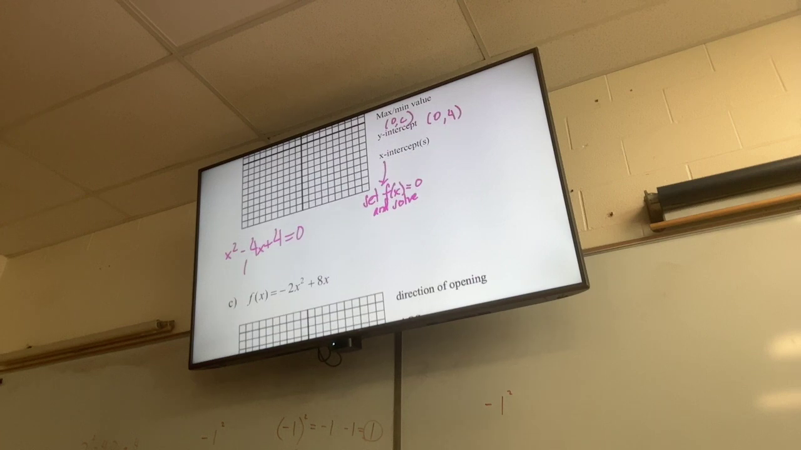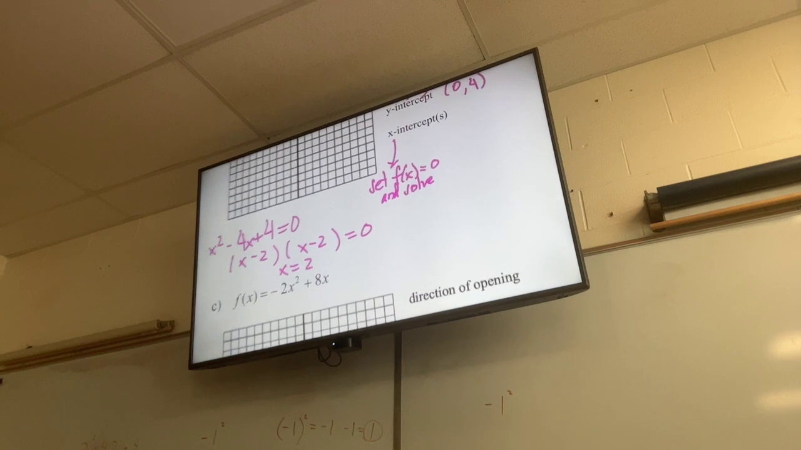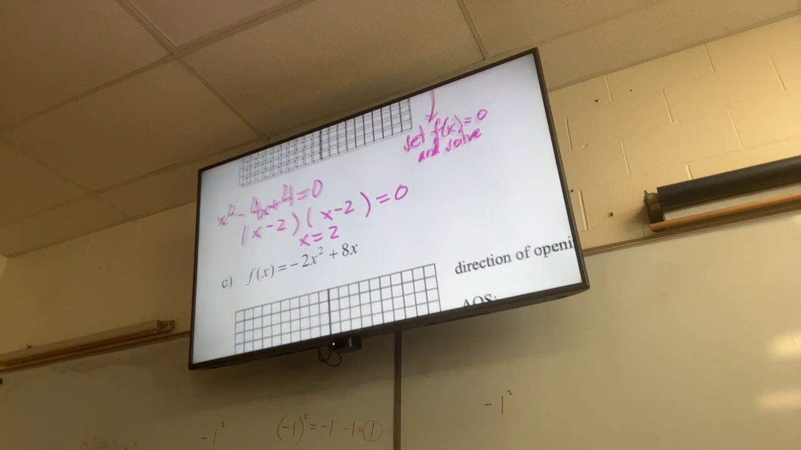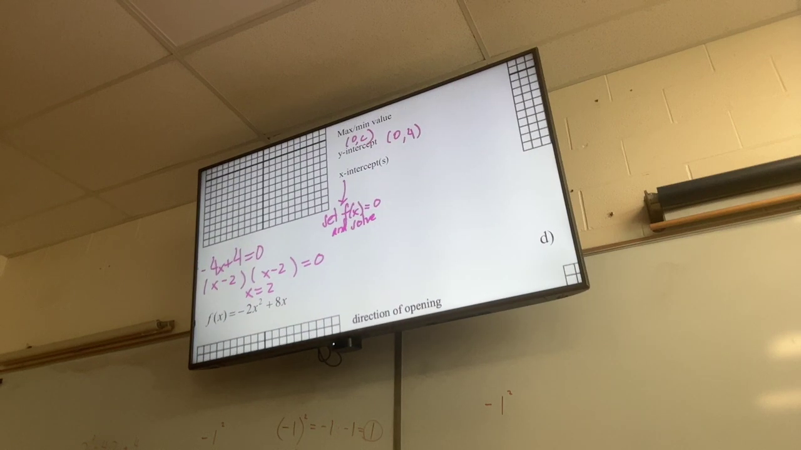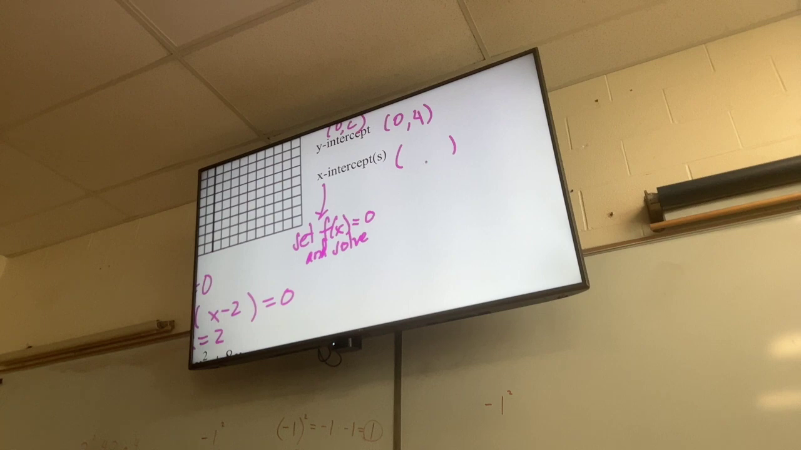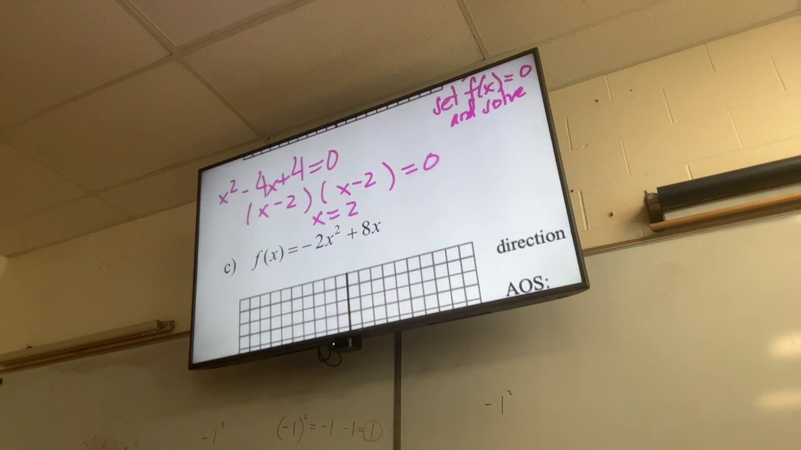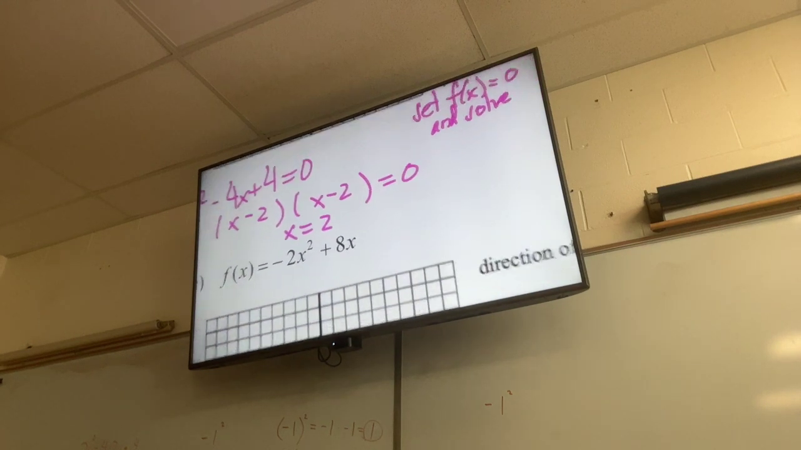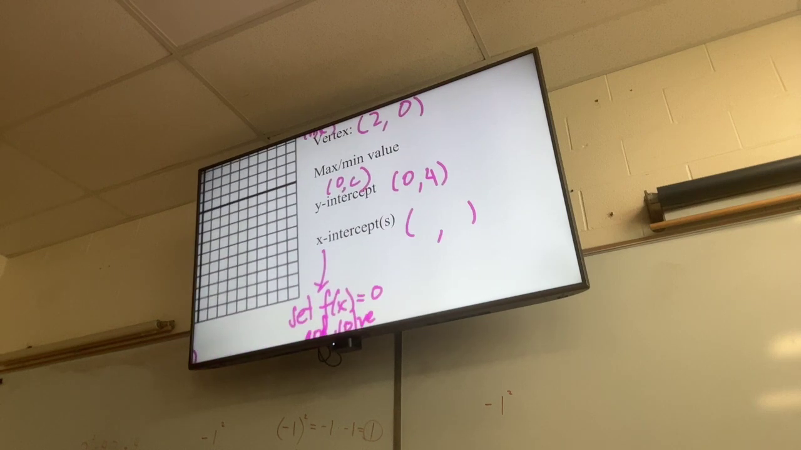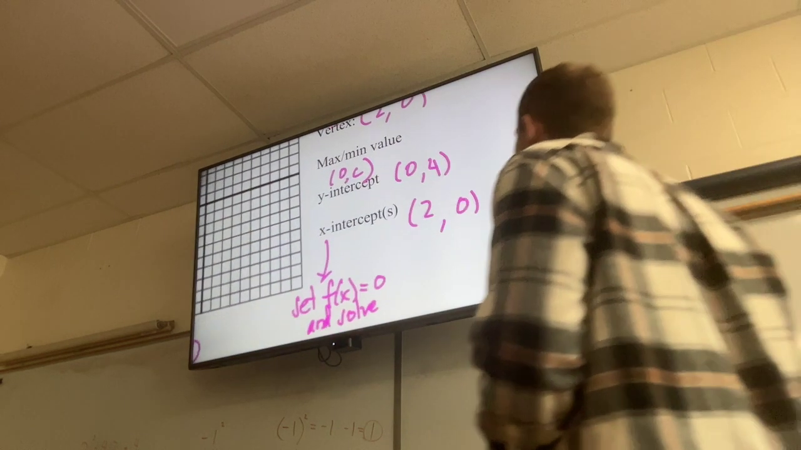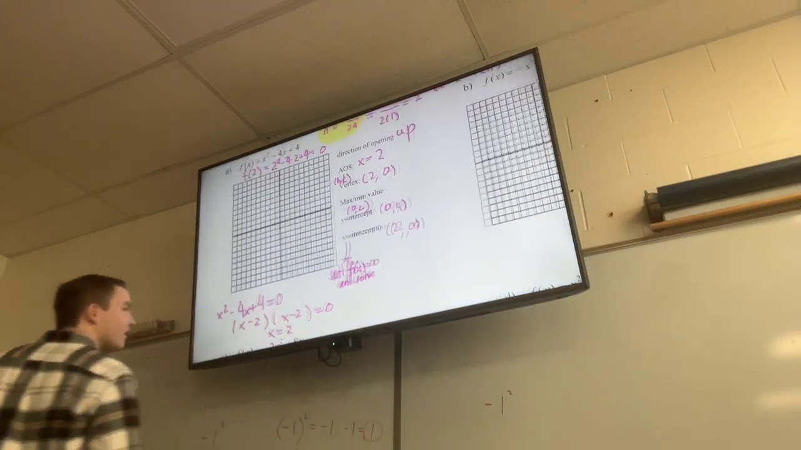What is that? x minus 2 times x minus 2. So I get x equals 2 as my only solution. So when I go to write down my x-intercepts, do you think that's the x-coordinate or the y-coordinate of my x-intercepts? X. Okay, and then what's my y-coordinate for an x-intercept always? 0. Yeah.